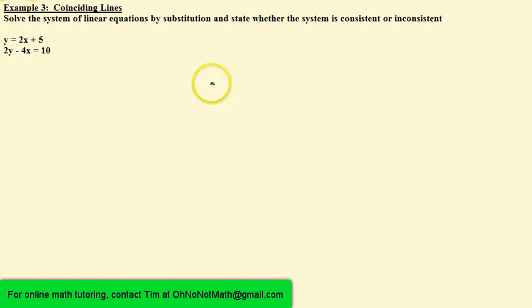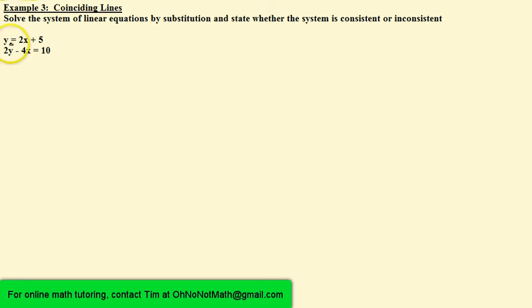This is where the lines are coinciding. So we have the same problem here. It says to solve the system of linear equations by substitution and state whether the system is consistent or inconsistent. The two equations are y equals 2x plus 5, 2y minus 4x equals 10. Step 1, solve one of the equations for one of the variables. I'm going to take the first one because here we already have y equals 2x plus 5. So step 1 is done for me here.